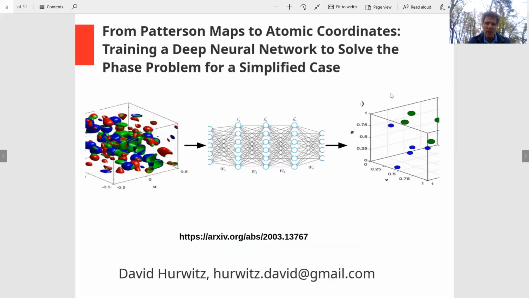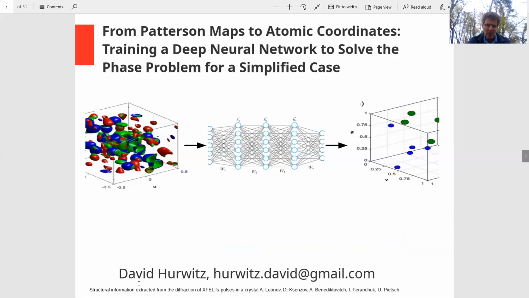One other thing I want to say is these images that are in the introduction are not mine, and I'm crediting them on this small font line on the very bottom of the screen. So this is a Patterson map. This is showing atomic coordinates, and this is a neural network schematically in the center. But this paper that I'm crediting is not a deep learning paper. It was just something I took those images from.